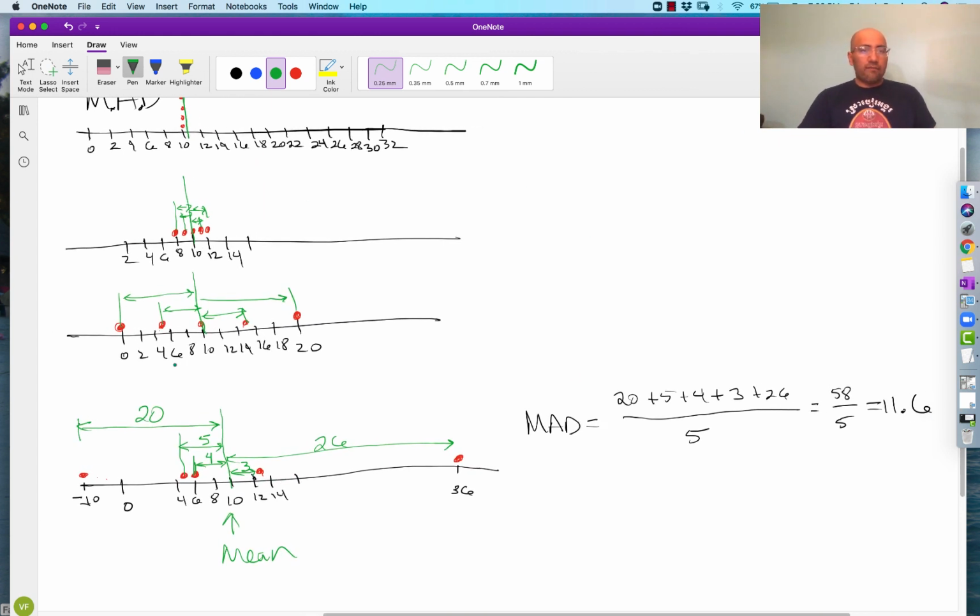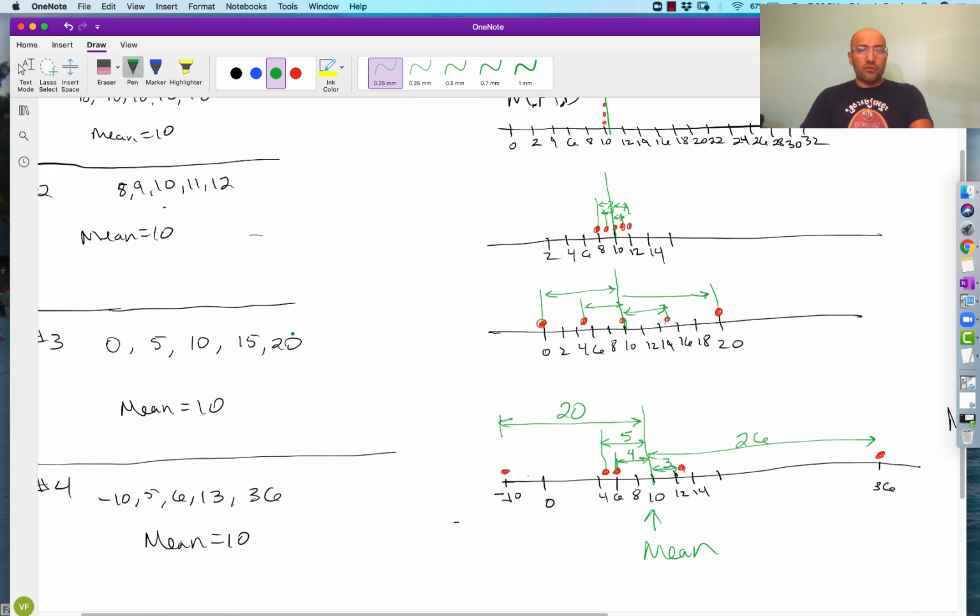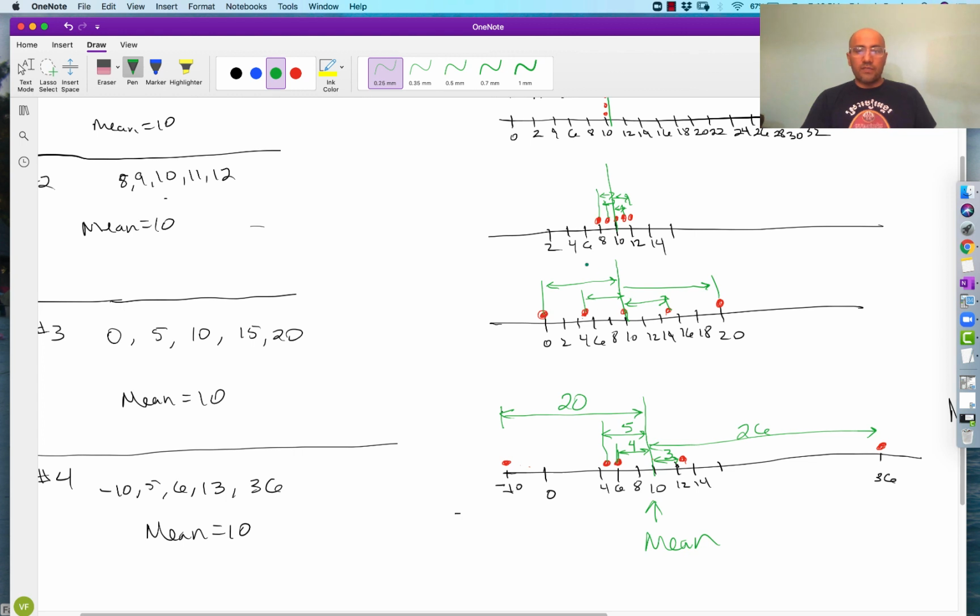All right, let's calculate it for this one. Let's go back over here and get those numbers. Okay, so from 0 to 10, we know that's going to be 10 units. From 5 to 10, we know that's going to be 5 units. From 10 to 15, we know that's 5 units. And from 10 to 20, we know that's 10 units. Okay? And then there was the 10. From 10 to 10, it's 0. So there's a 0 in there, right? There's a 0 in there because this guy is 0 units away from its mean.